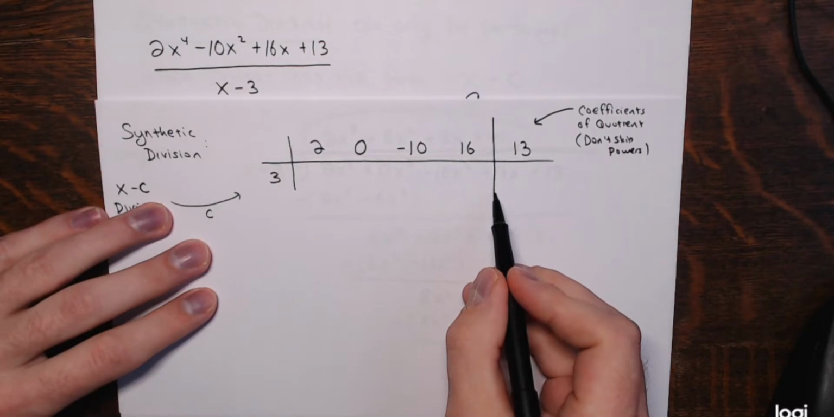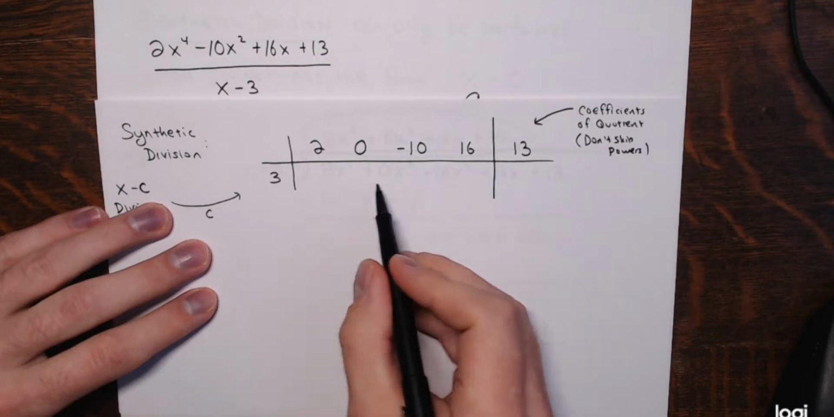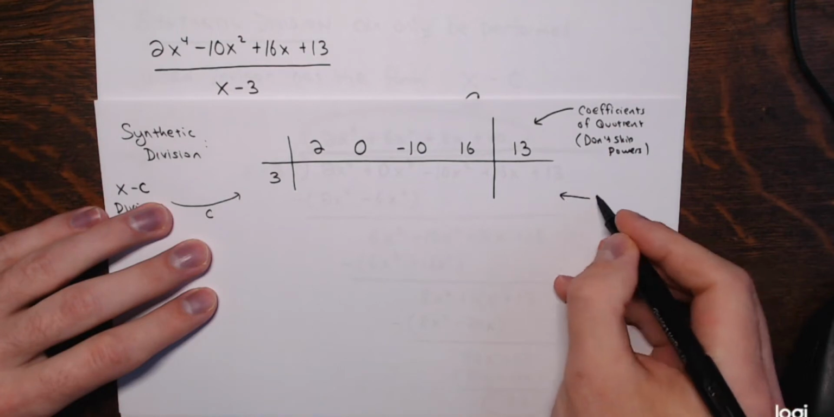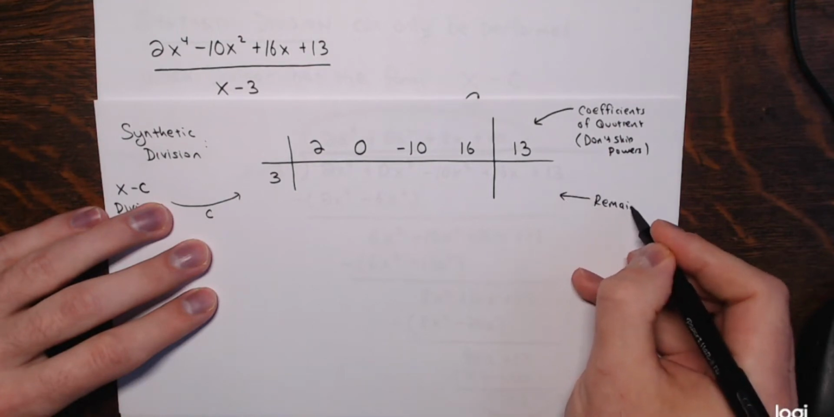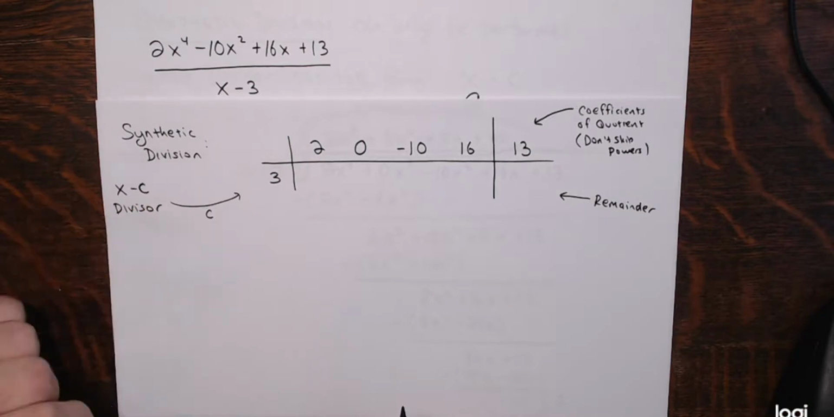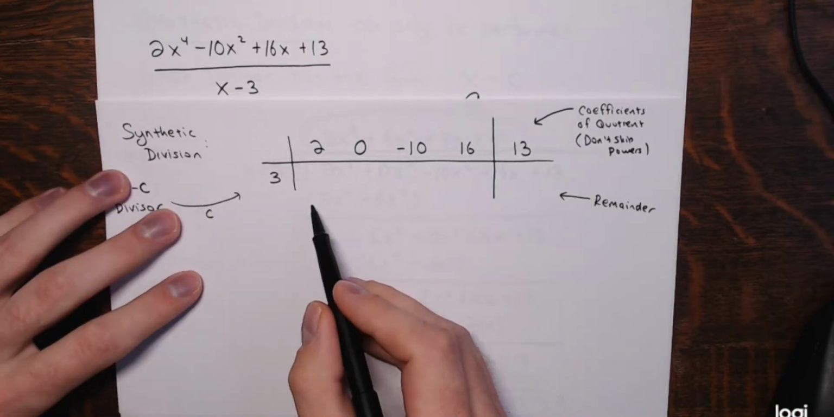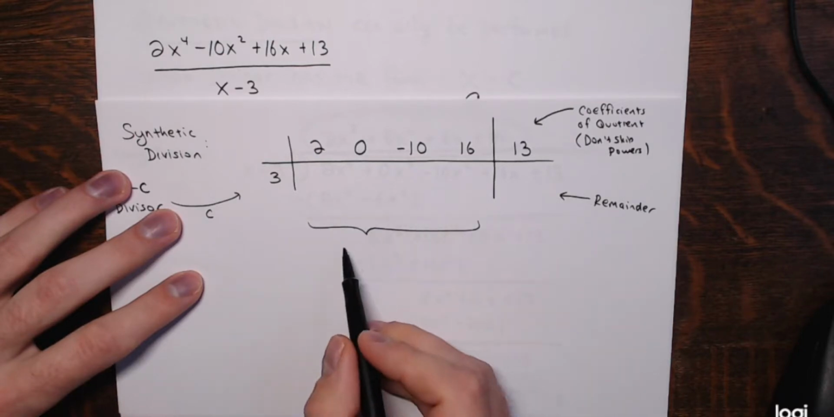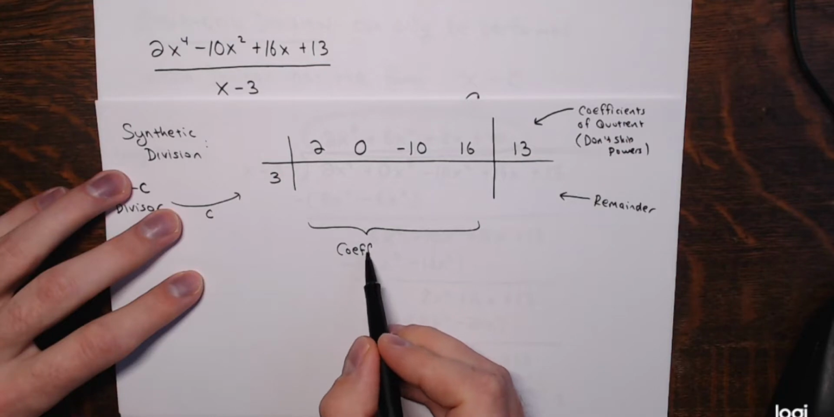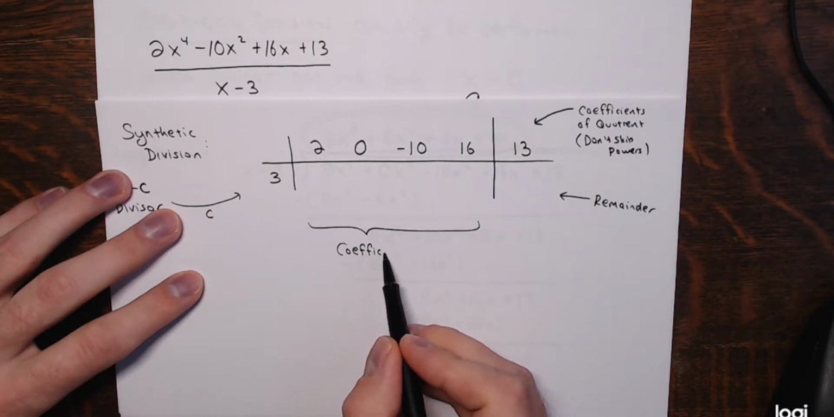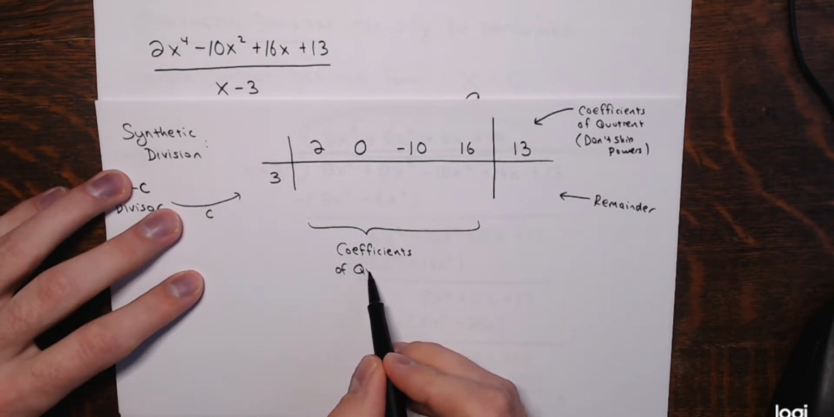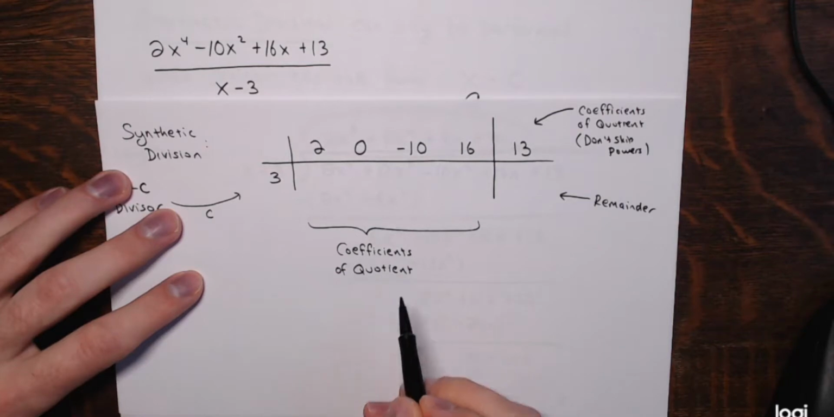What that bar is going to do is separate the coefficients of the quotient from the remainder. So what we're going to see in this lower right box here is the remainder when I'm all done. And what we're going to see in this box here, in between the bars, are the coefficients of the quotient in descending order.